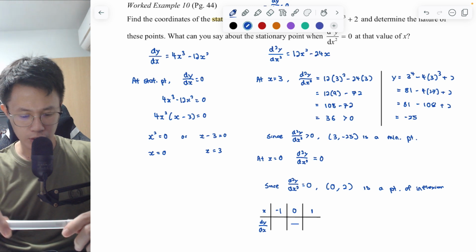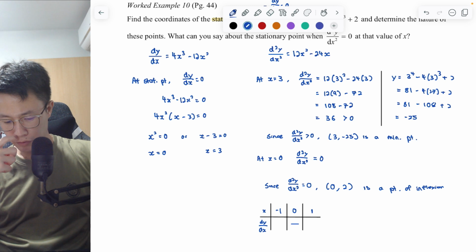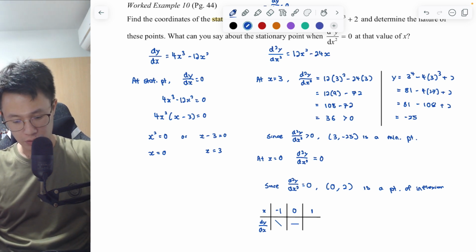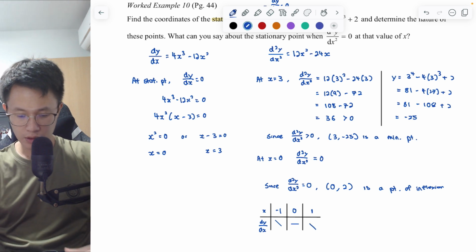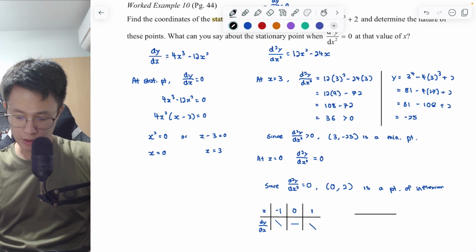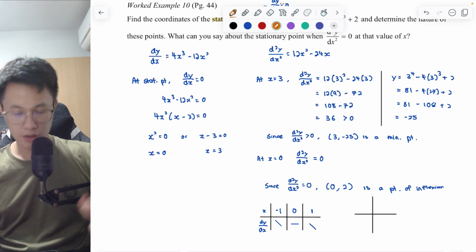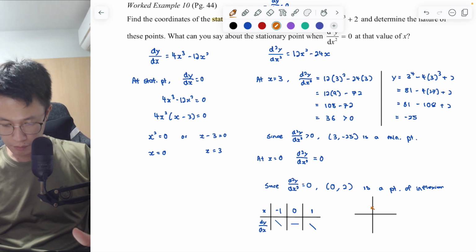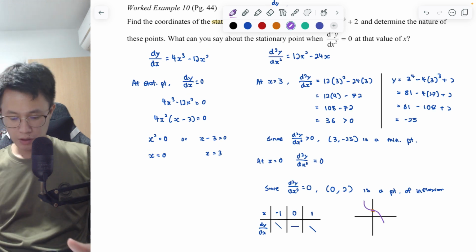At x equals -1, you sub it into dy/dx. The first is -4, then -4 minus 12, so you get a negative value. So the gradient on the left of 0 is going down. When x equals 1, it will also be negative. So this is a point of inflection going downwards. If I were to draw this part of the curve, which is not required here, (0, 2) is somewhere here. It will be a point of inflection going down, something like that.